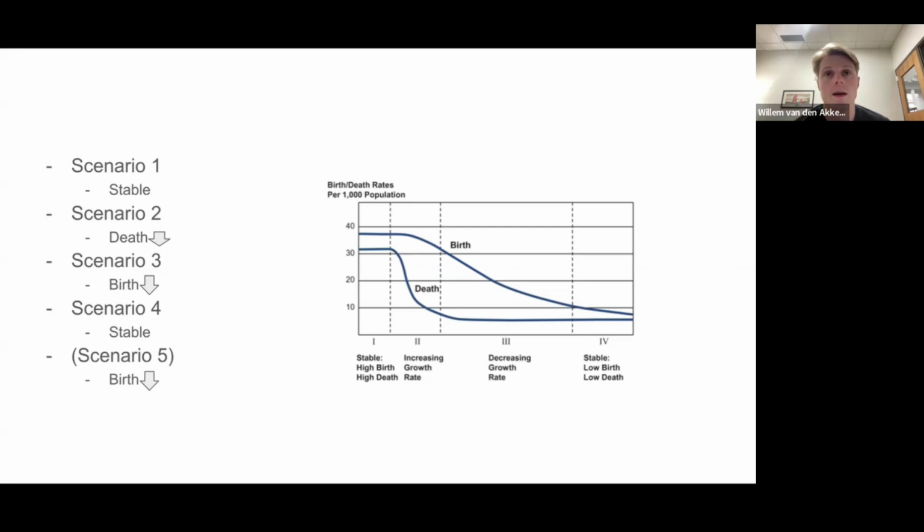Anyway, scenario 3, this is middle of the industrial revolution. Death rates fall. People's living conditions get better. Healthcare gets better. A lot of things get better. But birth stays high because people still see the value of having a large family because kids can still work.